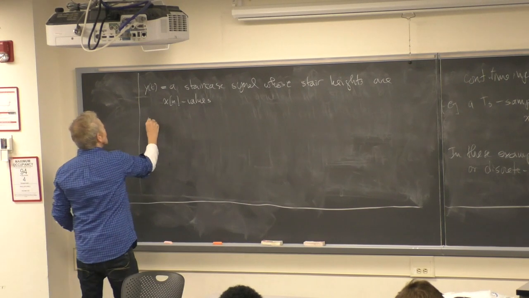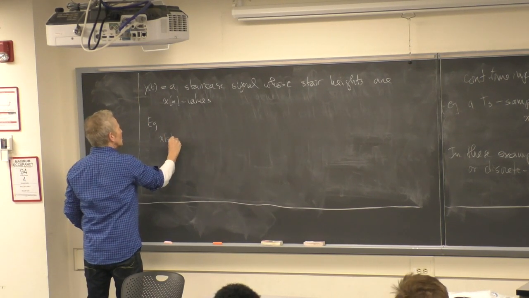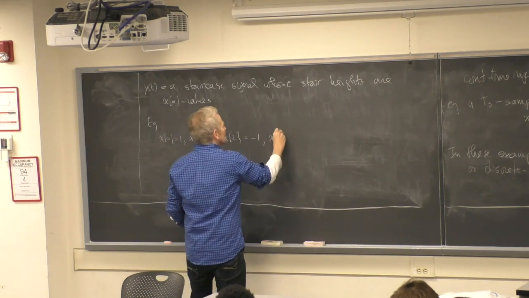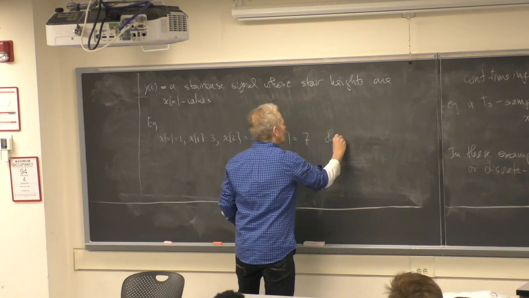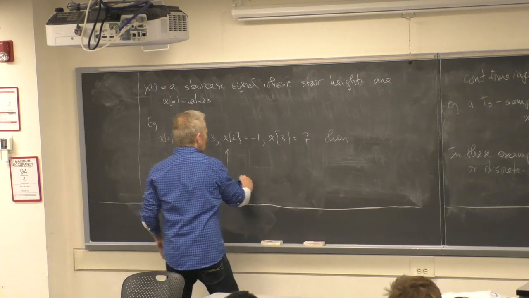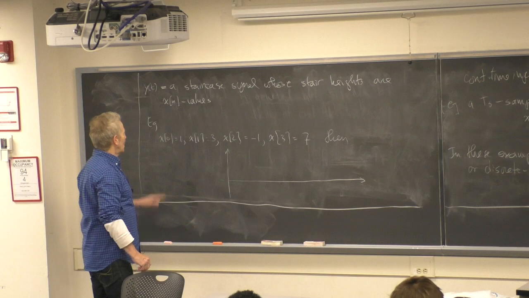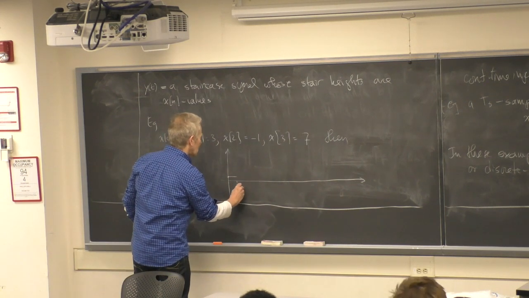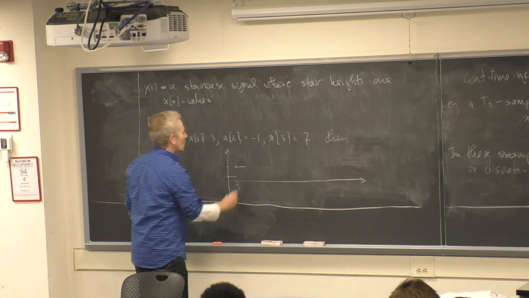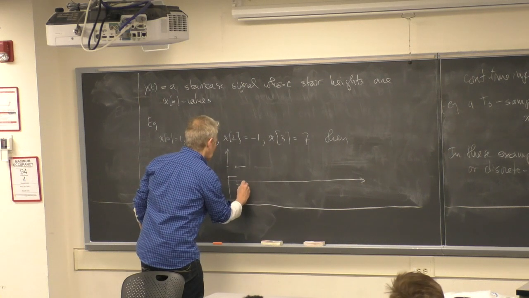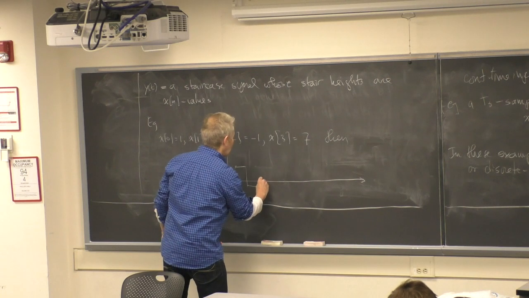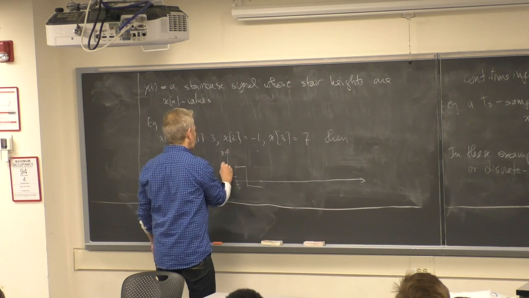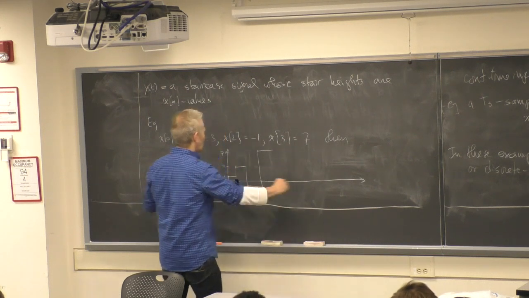So for example, if x of n looks like this, say x of 0 equals 1, x of 1 equals 3, x of 2 equals, say, minus 1, x of 3 equals 7, then this is what y of t is going to look like, at least over the range 0 through 4. X of 0 equals 1, so y is going to equal this. X of 1 equals 3, so this is going to be t_s. This is 3. X of 2 equals minus 1, so we're going to have a minus 1 down here. And x of 3 equals 7. So we're at 3 t_s, we're going to go up to 7. So this is 7, 3, 1, minus 1. This is what y looks like over that range.